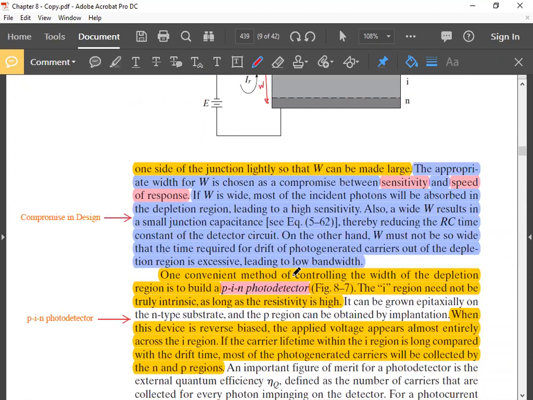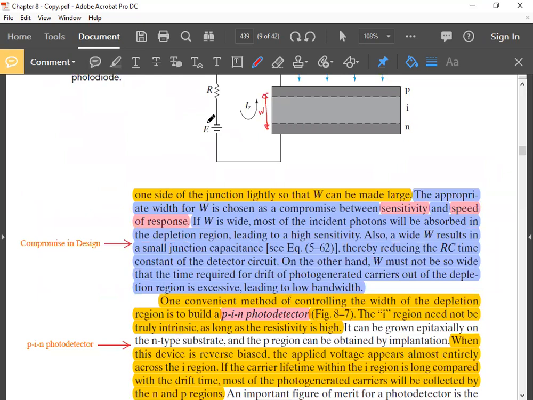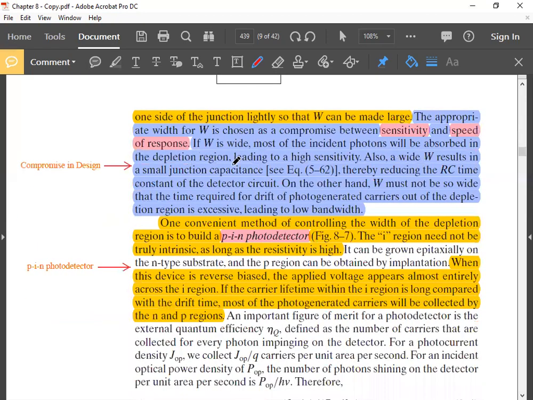So one convenient method of controlling the width of the depletion region is to build a PIN photodetector. The I region need not be truly intrinsic as long as the resistivity is high. It may have very light doping, but the I layer has to have higher resistivity than the P layer and N layer. That is the main thing. When that happens, most of the voltage appears across this I layer, so a large electric field appears across this depletion layer.